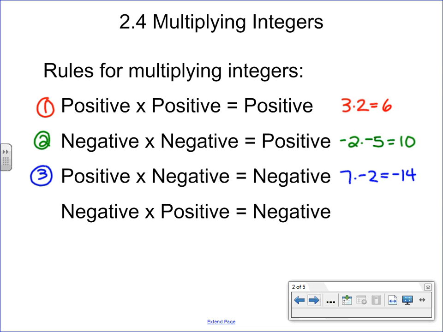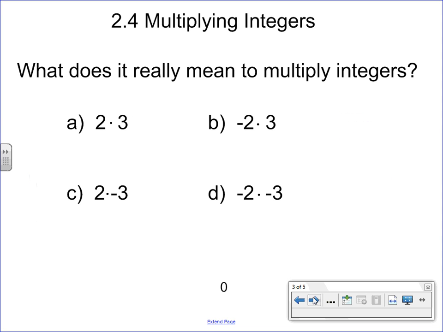The fourth rule is similar, except the order is switched around. We have a negative times a positive equaling a negative number. So if I take a negative 4 times a positive 5, that equals a negative 20. Now, like I said before, if you're okay with memorizing rules, then this works for you. If you get confused when you have to add, subtract, multiply, and divide and remember all of the different kinds of rules, then I'm going to show you some different methods that you can use.